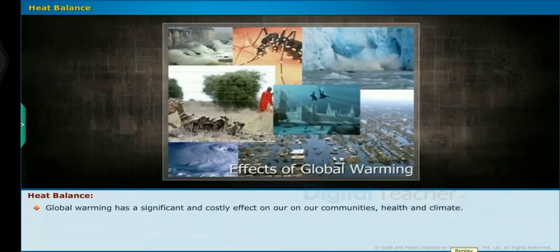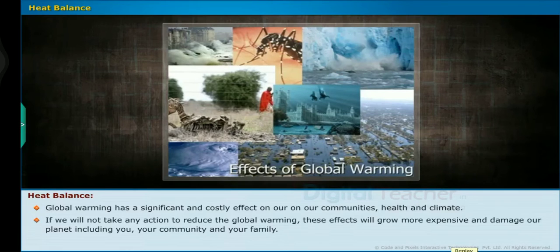Global warming has a significant and costly effect on our communities, health, and climate. If we do not take any action to reduce global warming, these effects will grow more expensive and damage our planet, including you, your community, and your family.